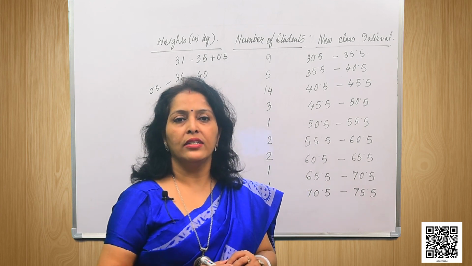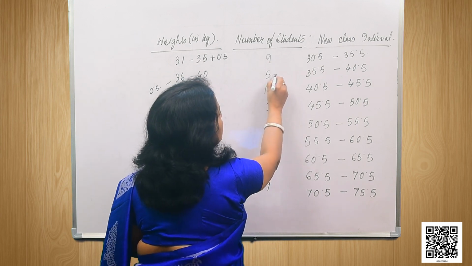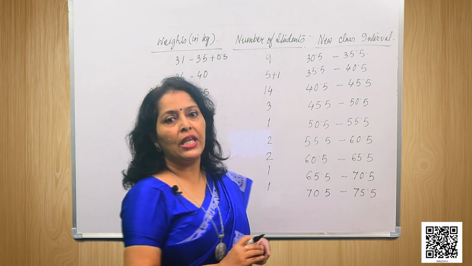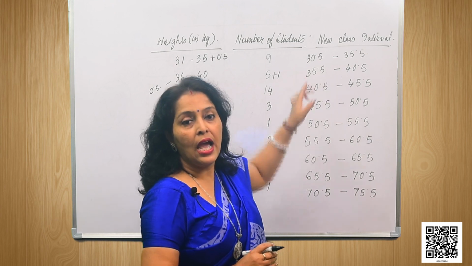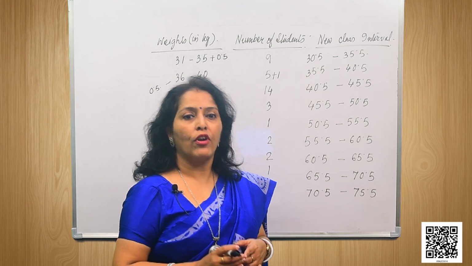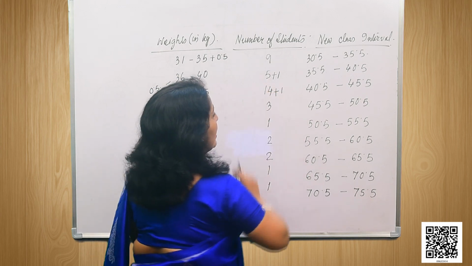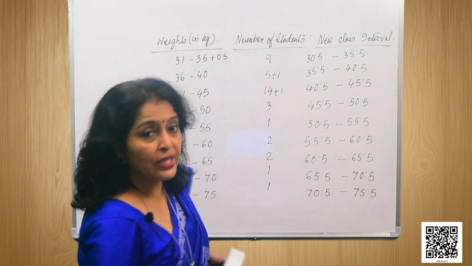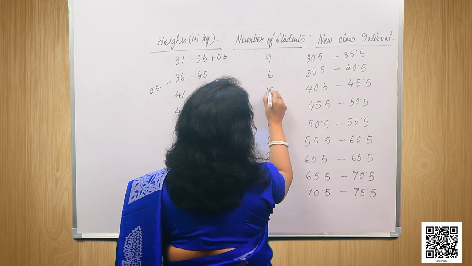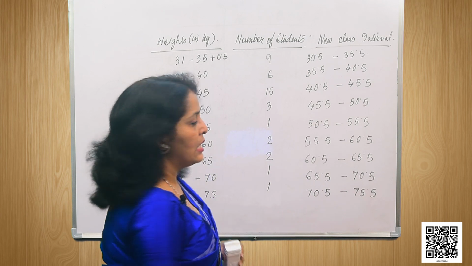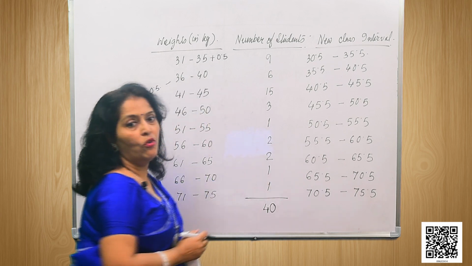One was of weight 35.5 kg, so he can be included in the second one. So here the frequency will be 6 now, because we are including the weight 35.5 here. And the next child, whose weight is 40.5 kg, will be included in this group. So now instead of 5 plus 1, the frequency of this group will be 6 and the frequency of the third group will be 15. As a result, the total number of children in the class will also increase to 40.